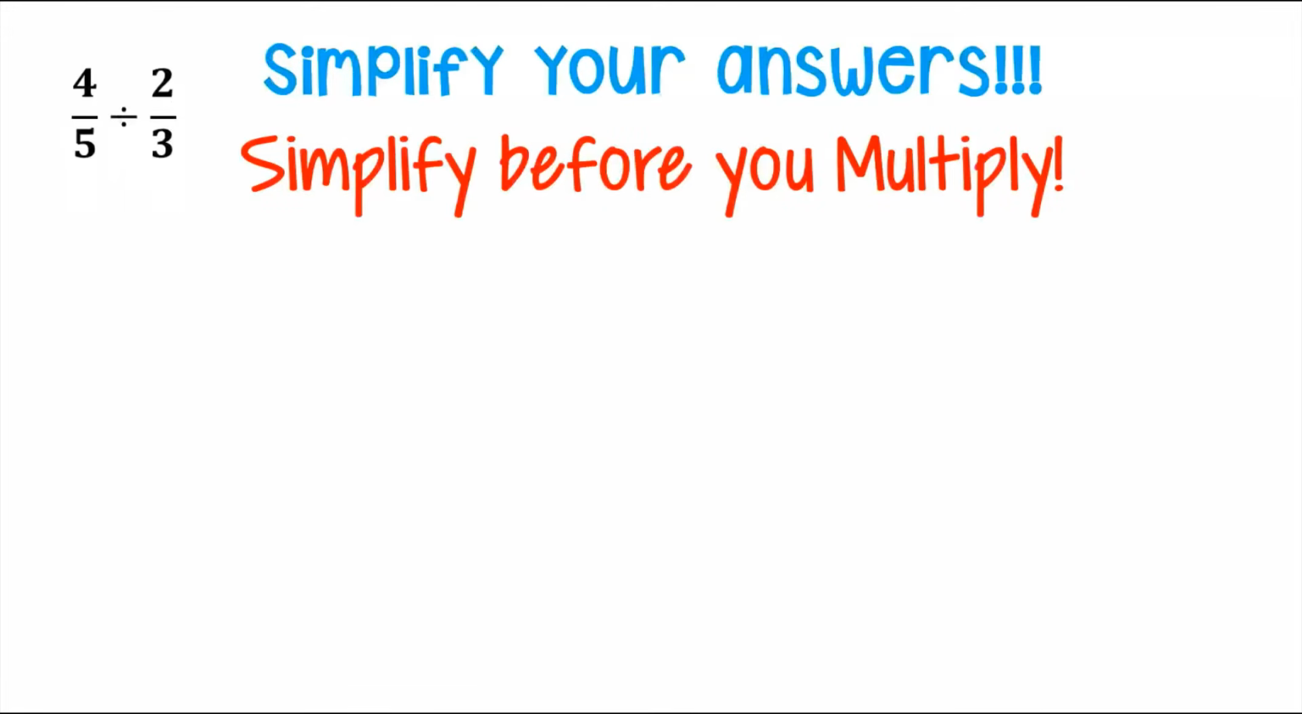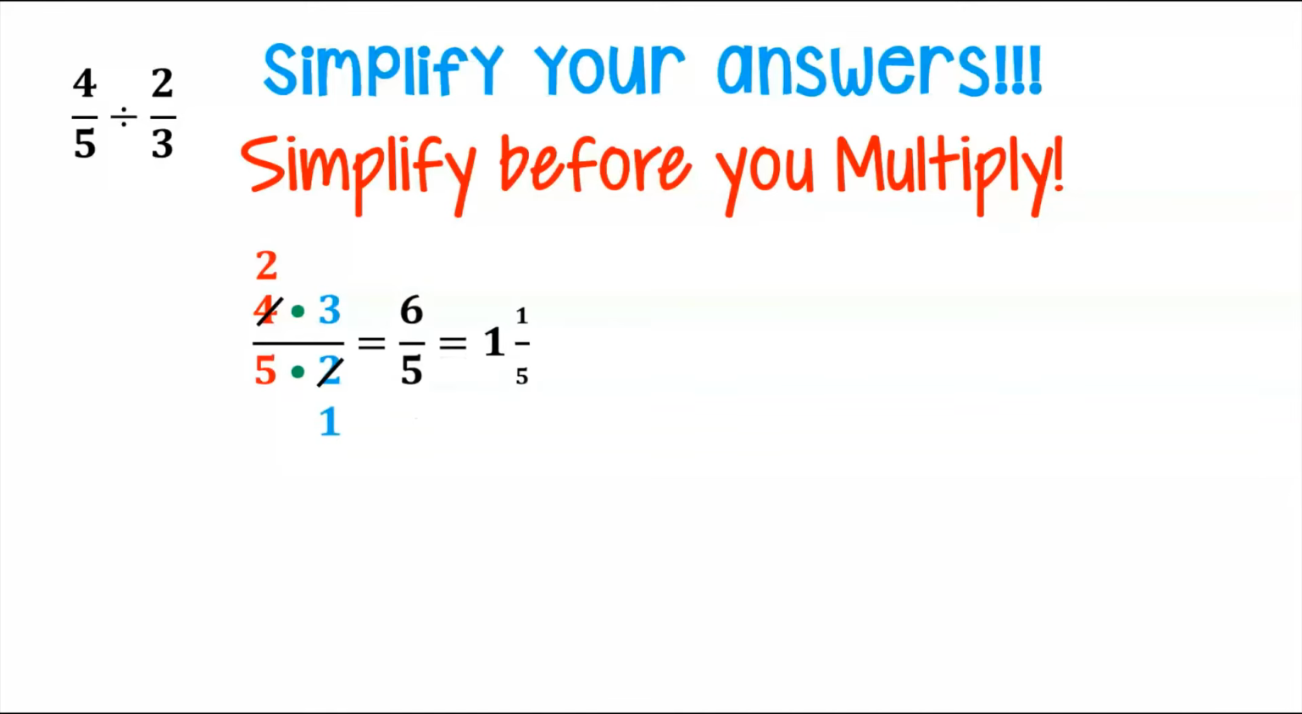So let's take a look at that problem one more time. Again, we kept the first number, we changed to multiplication, and we flipped the second number. So before we multiply, we're going to simplify. 4 and 2, one number from the top and one number from the bottom, share a common factor of 2. If I divide 4 by 2, I get 2. If I divide 2 by 2, I get 1. Now I can multiply across. 2 times 3 is 6, 5 times 1 is 5, and you can leave it as 6/5.